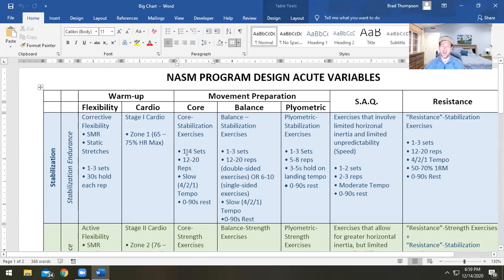Core stabilization exercises, right? They focus on not moving your spine. And then 0 to 90 seconds of rest.